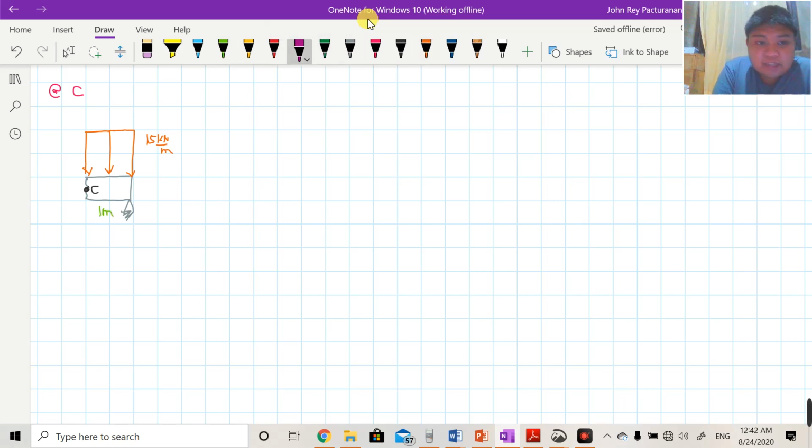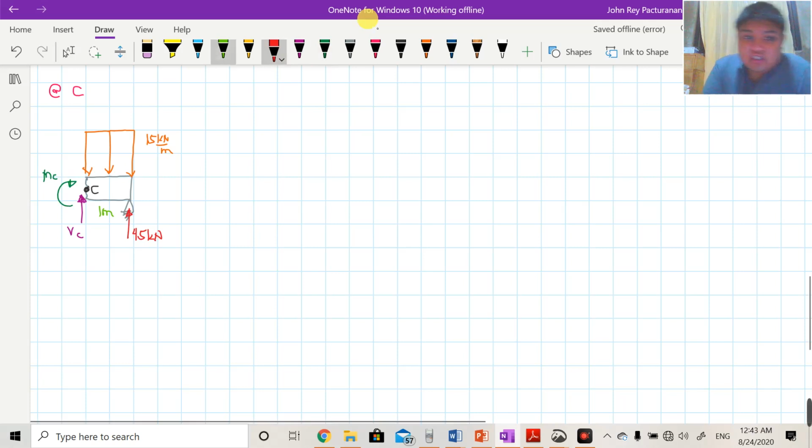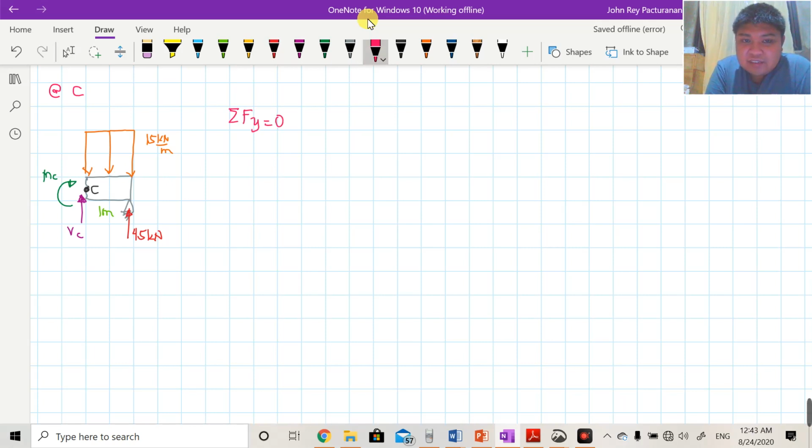And remember, for the right section, ang positive shear is upward, di ba? VC. And yung positive moment natin is clockwise. So, dapat nga, memorize nyo na to. So, syempre, wag natin kalimutan, there is a reaction of 45 kilonewton doon sa hinge support. So, ang gagawin lang natin, class, is, again, if you want to solve for the shear at C, ang gagawin nyo lang, summation forces vertical equals 0.